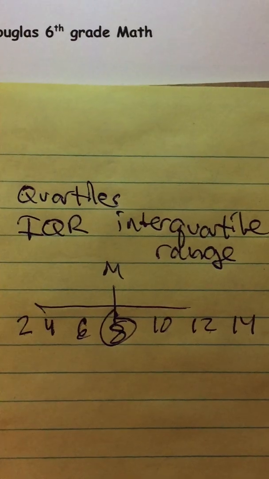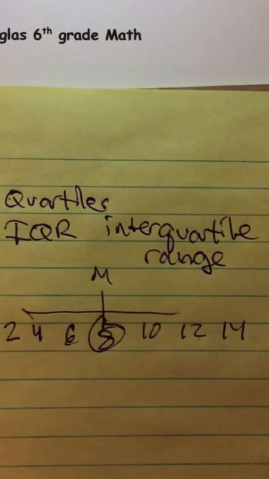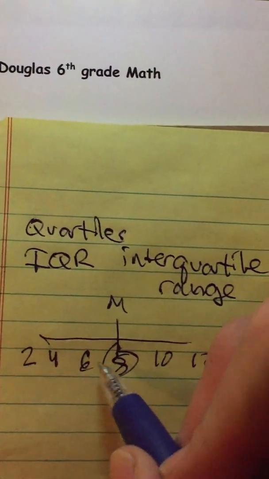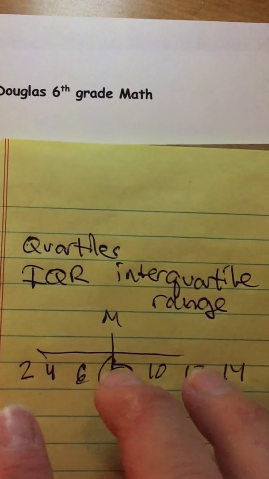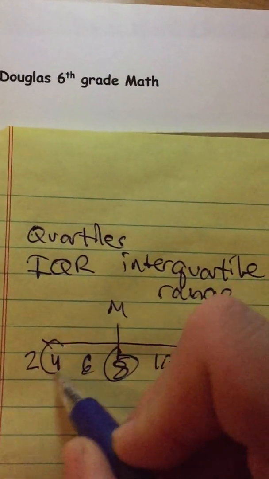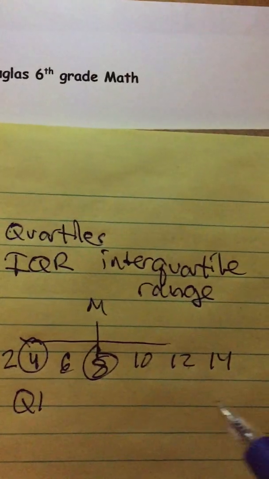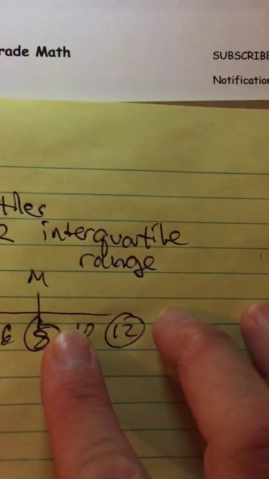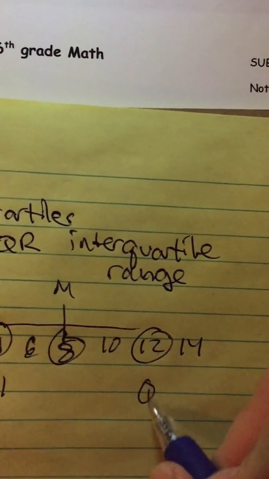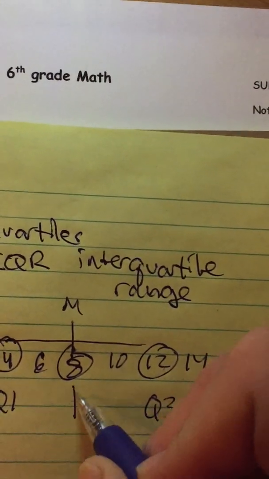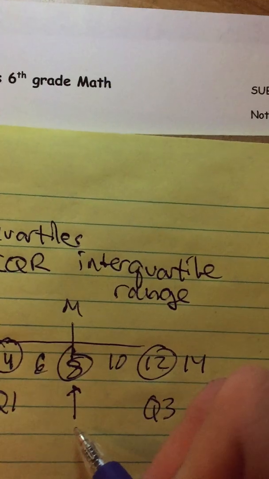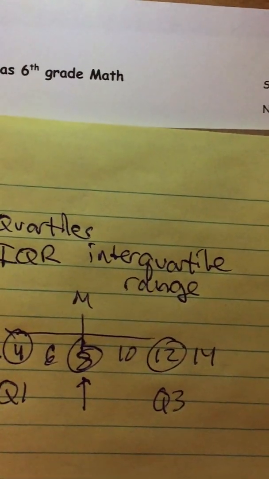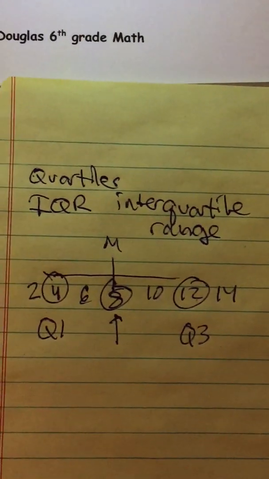So now we're just going to cut the halves in half, okay? So if I go on this side and I do that, and I'm going to have a 4 here, we call that Q1, and we have this one, 10 and 14, that's the half of that side, so that's Q3. Technically, the median is Q2, but we just call it the median, okay? So that's how you set that up.